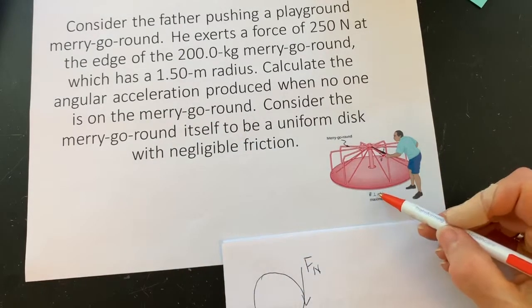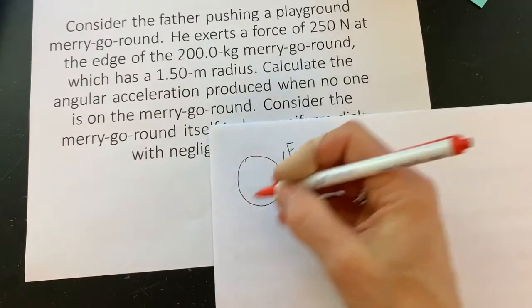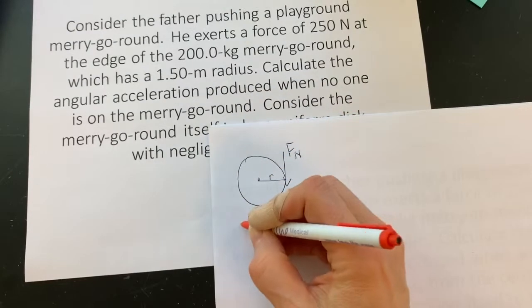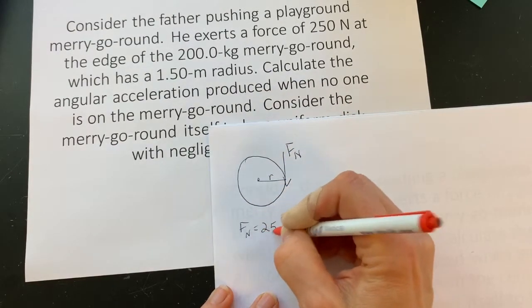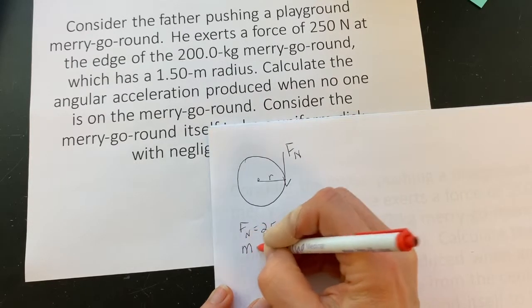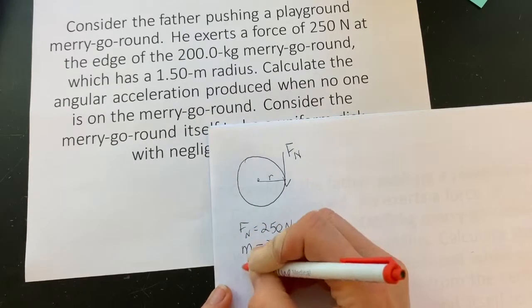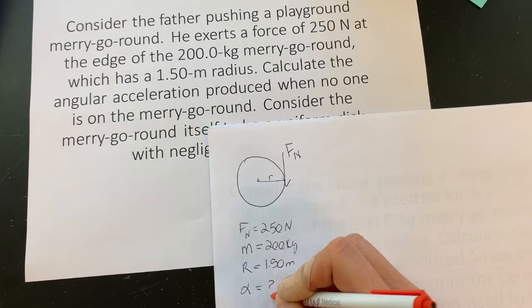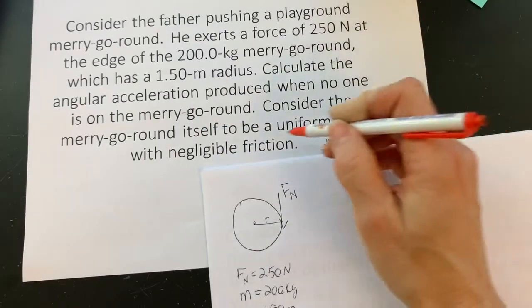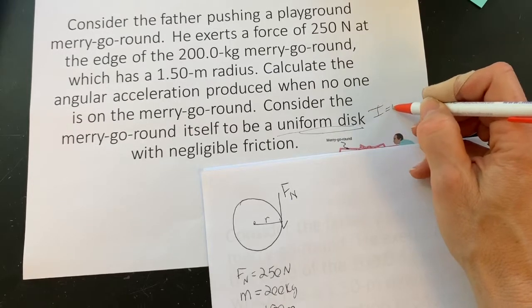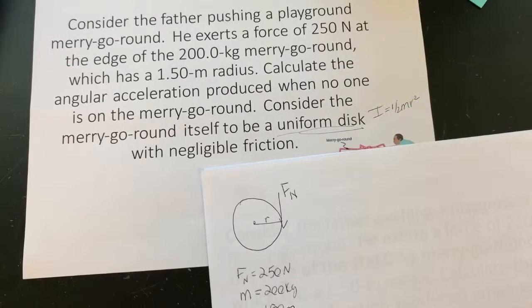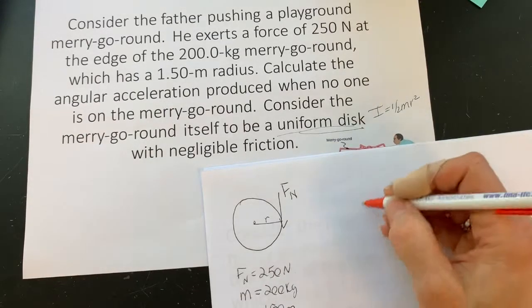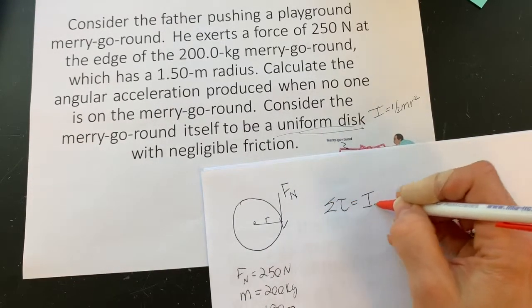It just says his force is perpendicular to R. So here's my radius, and we're given that the force is 250. The mass of the platform is 200 kilograms. The radius is 1.5 meters, and we're looking for the angular acceleration. So you have to look up that it's a disk, and the I of a disk is 1/2 mr squared. You probably have to look that up. You don't know that off the top of your head, but go do that and write it down as one of your givens.